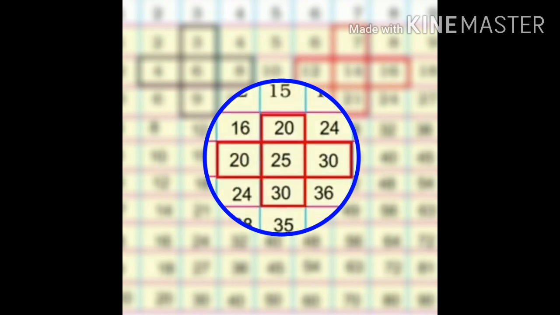Let us see the third cross. If I add the numbers 20, 25 and 30, I will get the answer 75. If I add the numbers from left to right, I will get the answer 75 again.